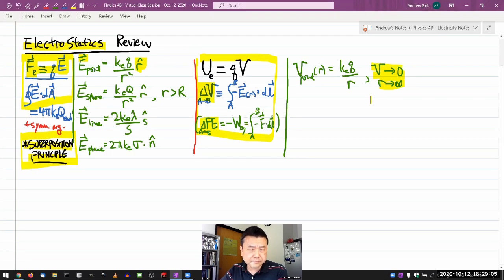And I think with the electric potential of a line and a plane, it's hard to write down a formula like this, mainly because these are infinite charge distributions. So if I try to set this reference, it doesn't work. Whatever formula I write down, it depends on where I set the reference. So I want to try to capture that in a table.